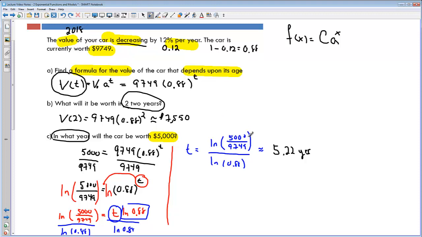Because it's currently worth, right? It's telling us right here, it's currently worth that. So currently it's 2018. And so what I'll do is take 5.22 and add it to 2018, and it'll tell me the year. If you add 2018 to it, it'll be 2023. So sometime in the year 2023, this car should be worth $5,000.